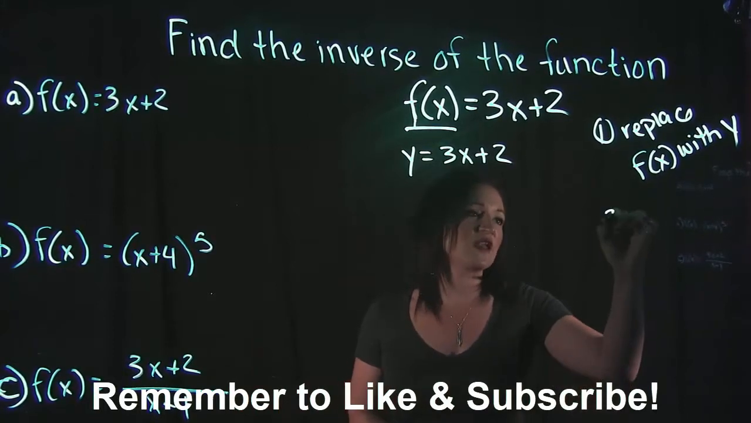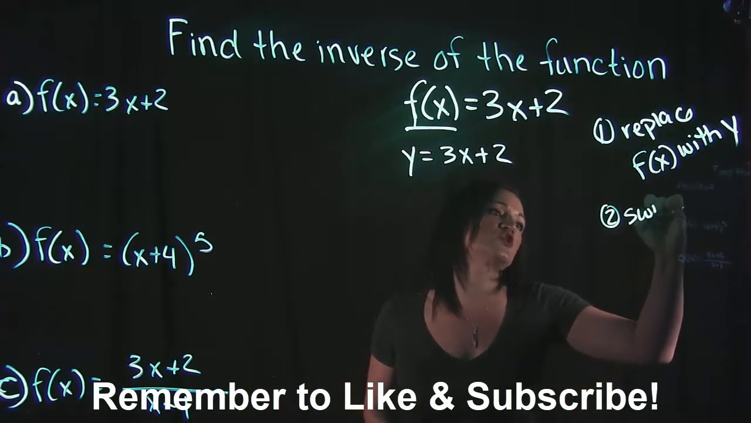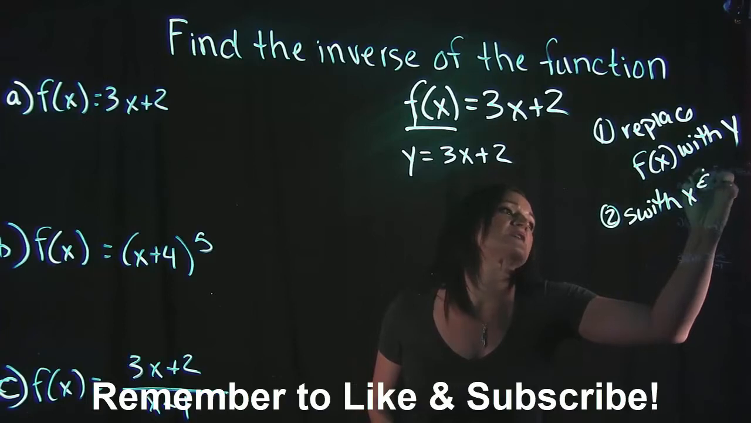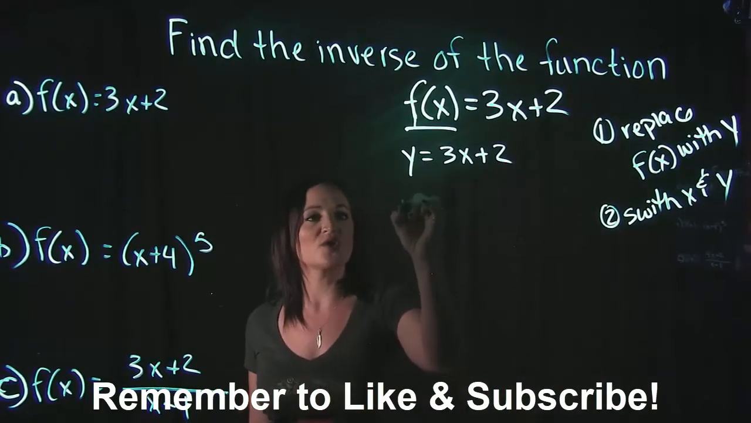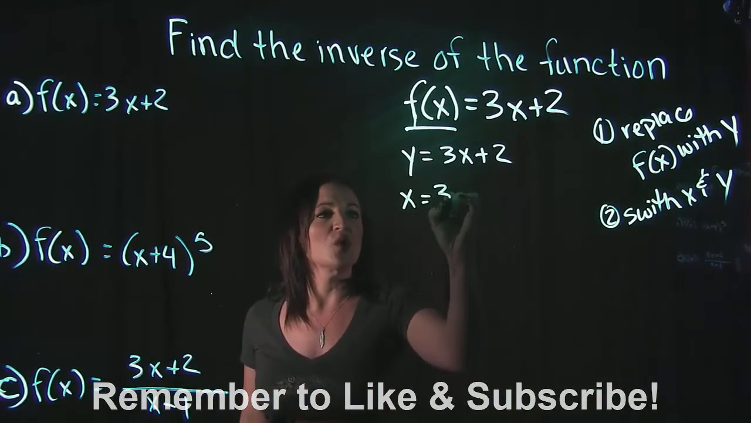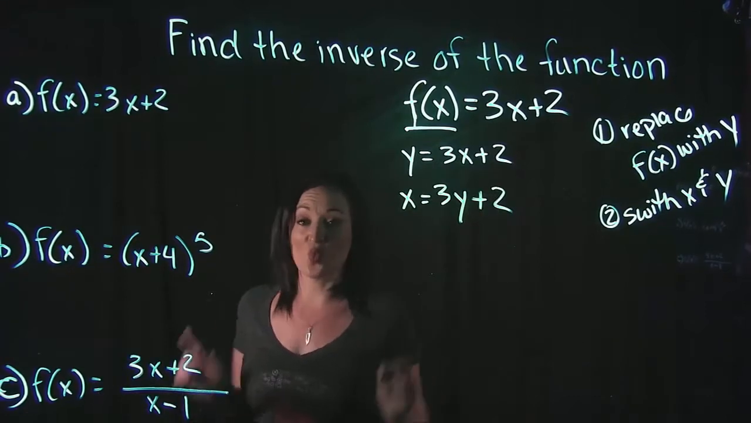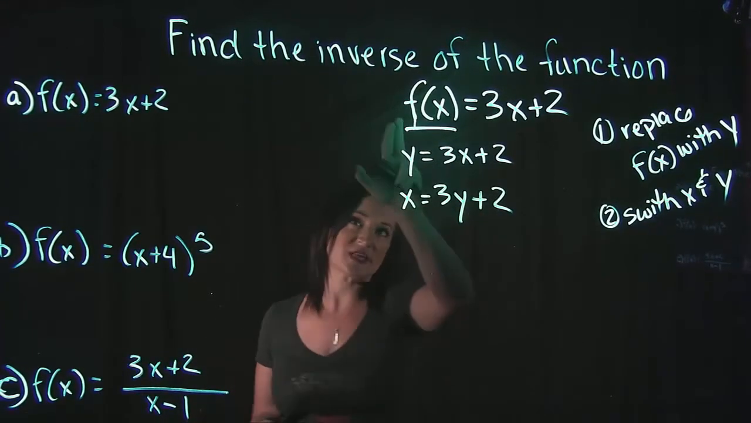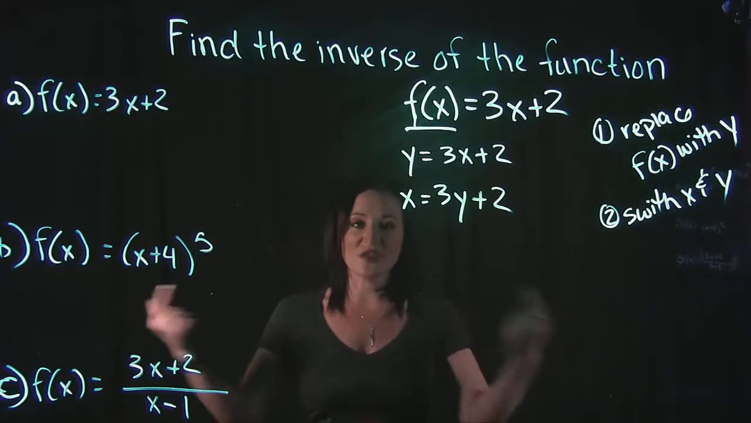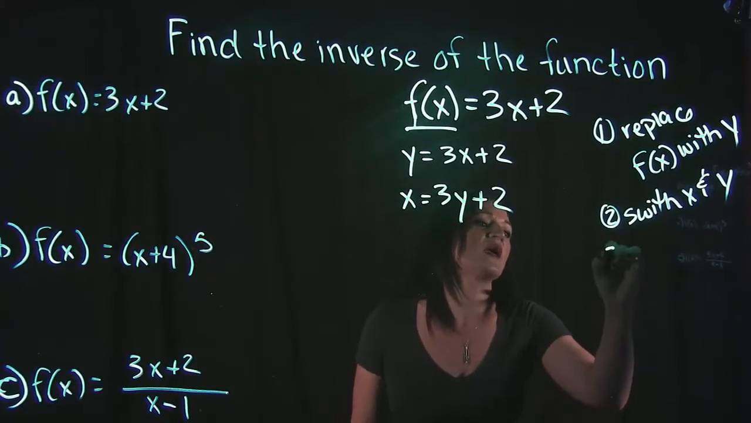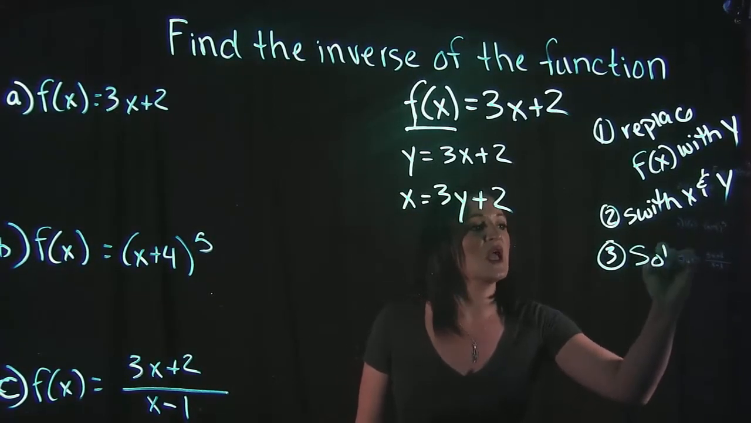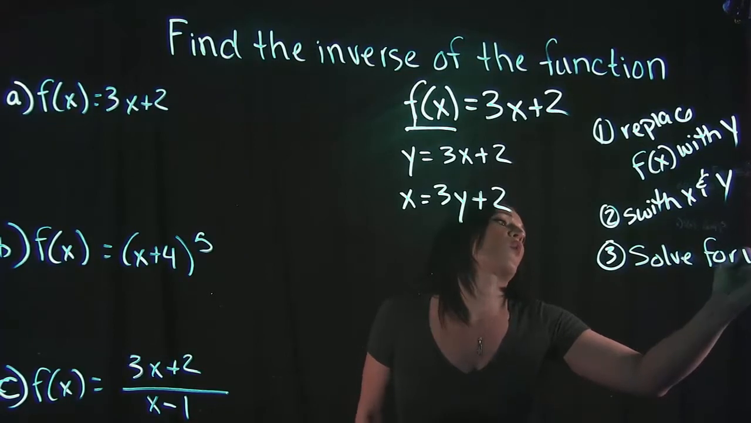Step 2 in finding the inverse of a function is to switch x and y. So where your y is, put x. Where your x is, put y. So take f of x, switch it to y, and then switch your x and your y. Which brings you to step 3, solve for y.